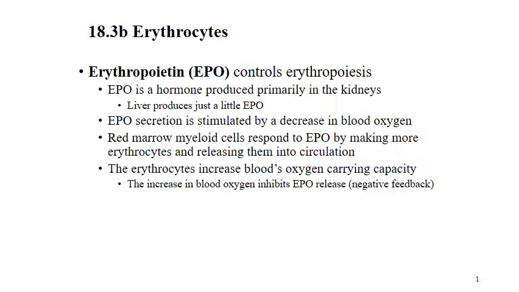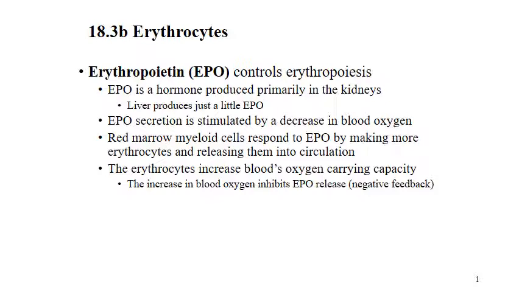All right, part two of our video on formed elements in the blood. So erythropoietin, or EPO, is what is going to control erythropoiesis. EPO is a hormone produced primarily in the kidneys. The liver produces just a little bit of this.